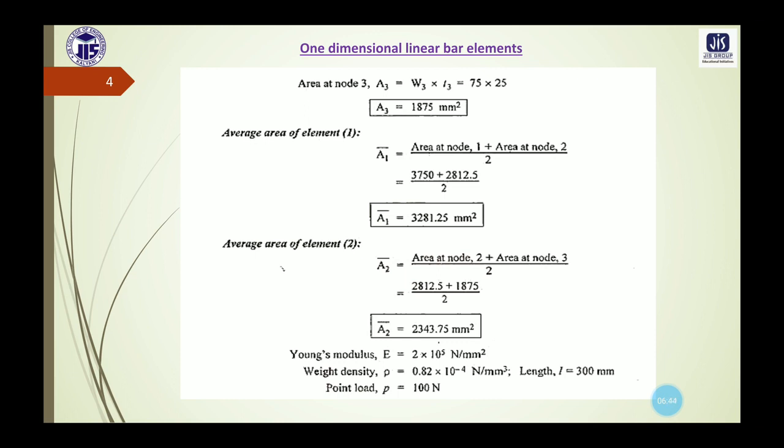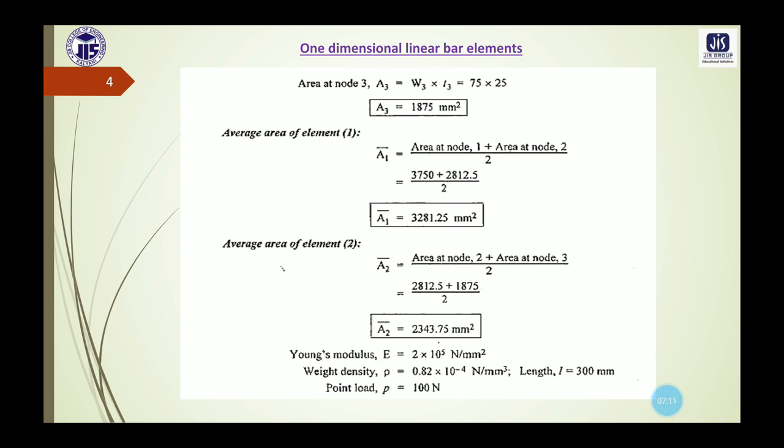So the average area of element 1 is the area at node 1 plus the area at node 2 divided by 2. So this is the mean or average area of element 1. So finally we are getting the value of the average area of element 1, it is 3281.25 millimeter square.